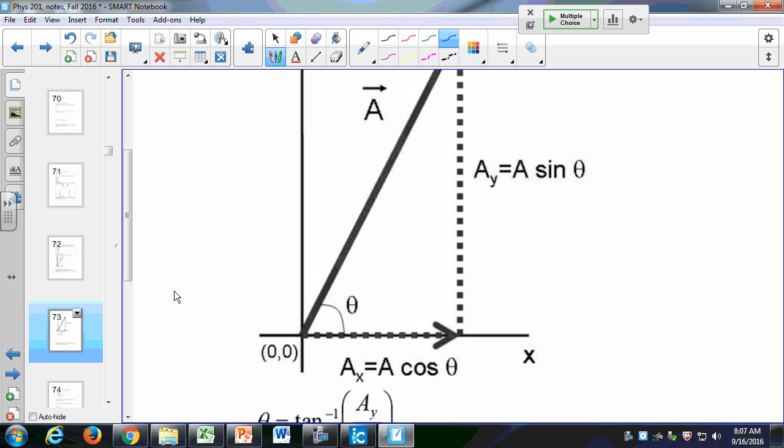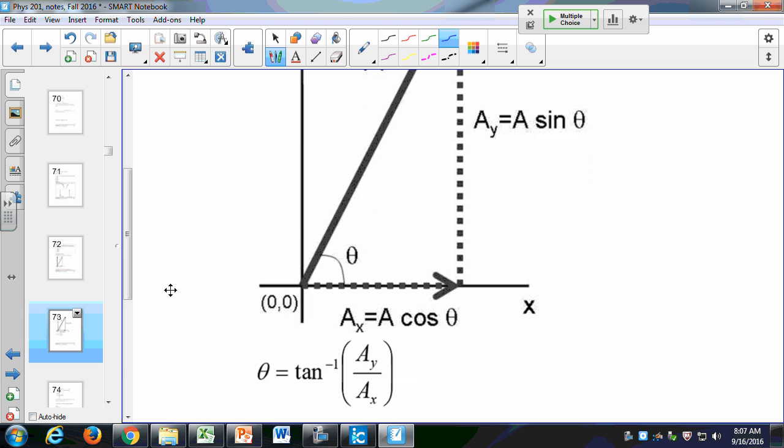Because if I measured my angle from another axis, say right up here, then it would change them because it changes what is the adjacent and what is the opposite side. We don't need to sweat that too much right now. For now, we'll just stick with this. And when we get into chapter 4, we'll see a little hiccup.